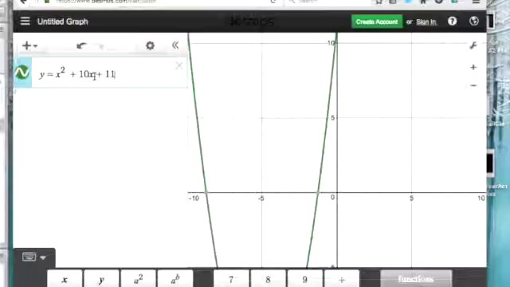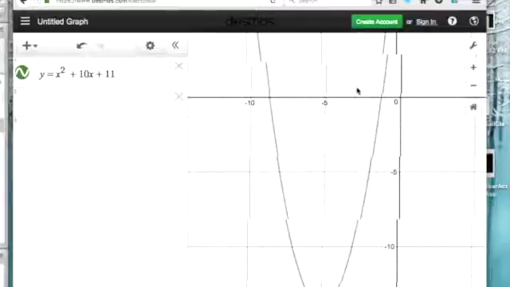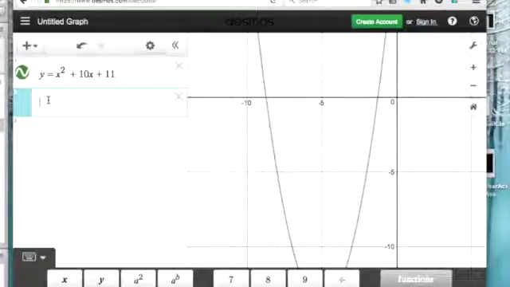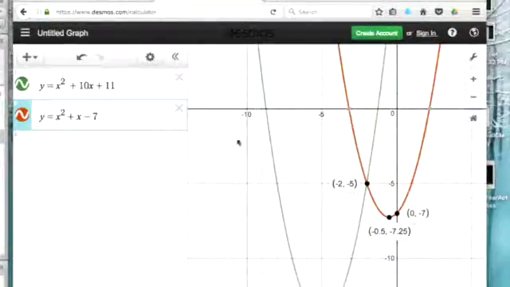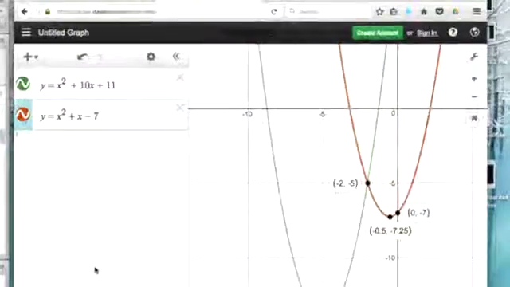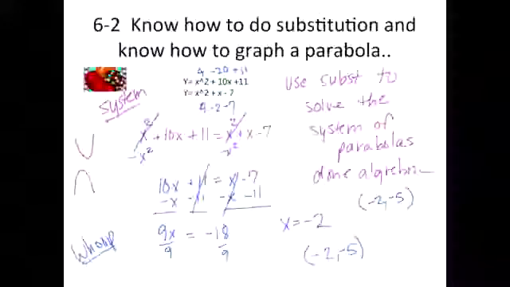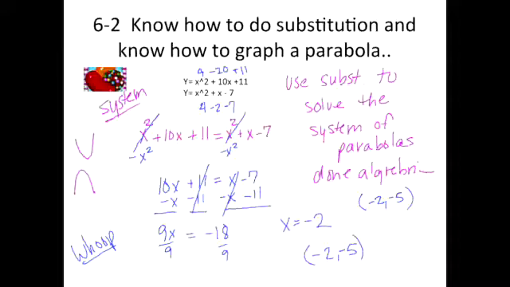Now we're going to graph the parabolas on Desmos.com and compare the two parabolas. As you can see, the two parabolas are intersecting at the point -2, -5. So upon comparison, algebraically, the two graphs intersected at the point -2, -5, and we also confirmed this graphically as well.